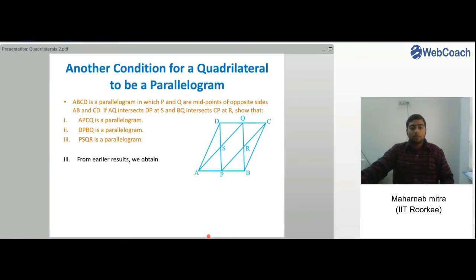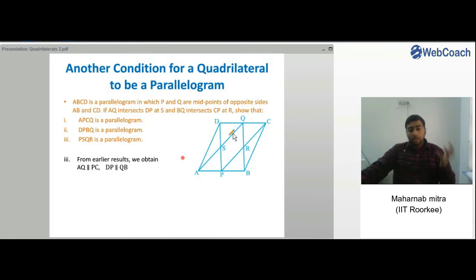So let us see how to find out the third part, PSQR. Let us see which one is it. P, S, Q and R. So we have to encircle R. Let us encircle R correctly. Okay, so this is the quadrilateral we are concerned with, and we will use what we have got from our earlier parts, and we will use them in this question. So let us use them effectively.